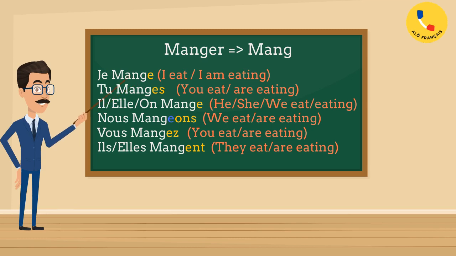Let me just give you the pronunciation once again. Je mange, tu manges, il mange, elle mange, on mange, nous mangeons. Now you can see the change in pronunciation. Nous mangeons. Vous mangez, il mange, elle mange. So now the pronunciation is perfect.